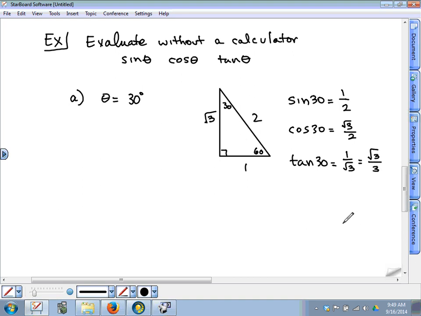What's another way to do it? Unit circle is another way. So let's try a quick little unit circle.